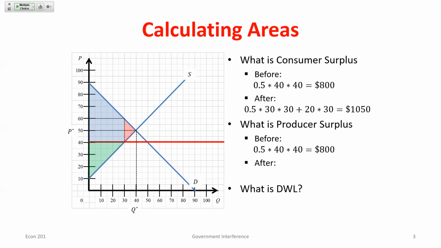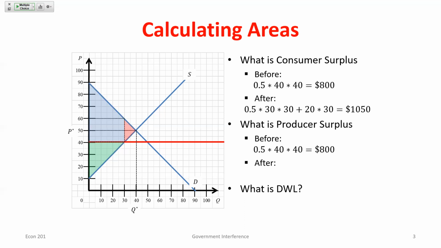So the area of that triangle is going to be what? The height of that triangle is what here? So it goes from 90 to 60, right? So 30. And then what's the base? It goes from 0 to 30. So 30 times 30 times 1/2.